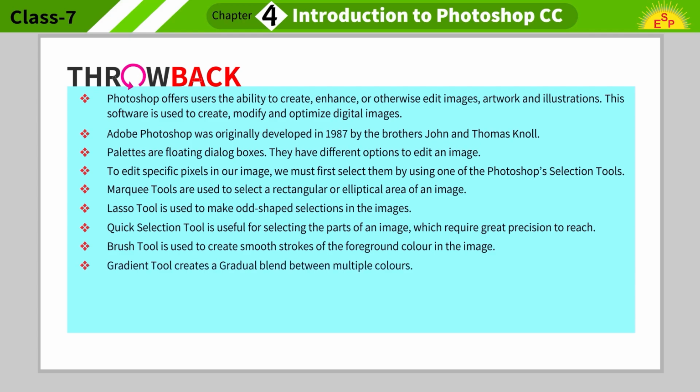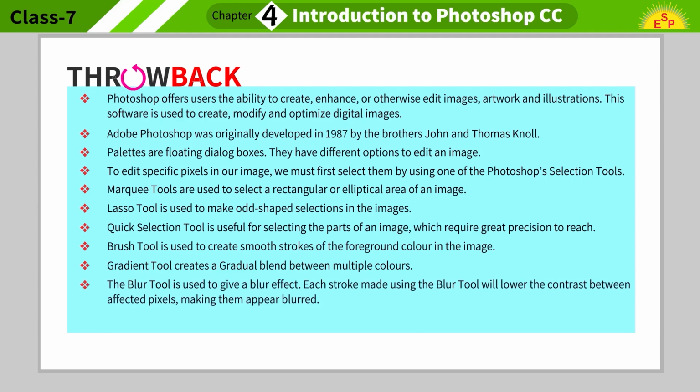Gradient tool creates a gradual blend between multiple colors. The blur tool is used to give a blur effect. Each stroke made using the blur tool will lower the contrast between affected pixels, making them appear blurred. Photoshop files save with .psd extension.